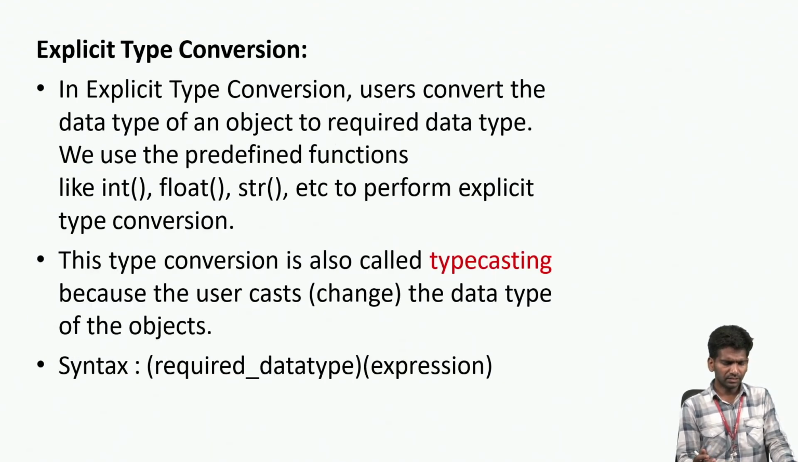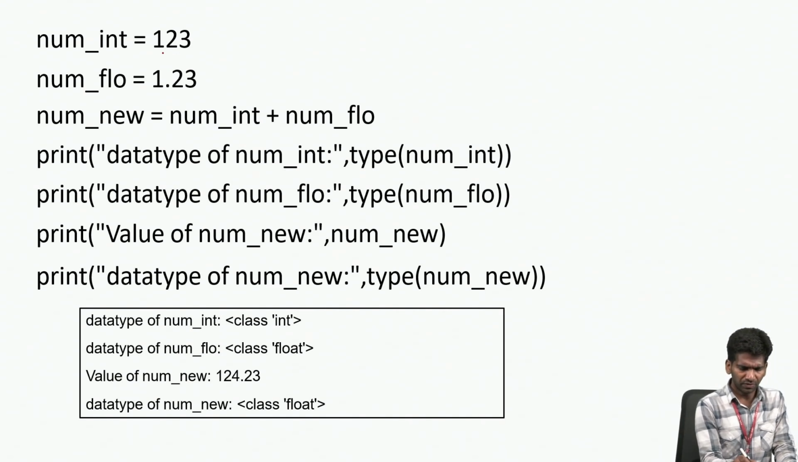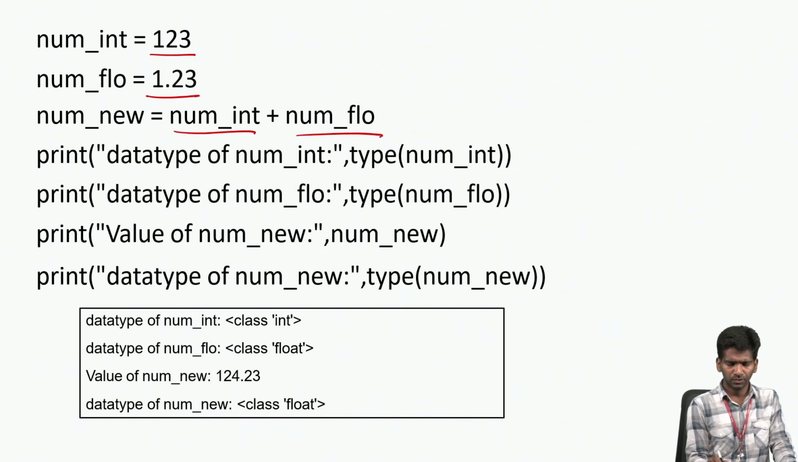That is the case with implicit conversion also. In implicit conversion, we are given integer as 123, float as 1.23, and then we are adding both. The result we are getting is 124.23. We have not done any type conversion. Integer to float, the system can understand and do implicit conversion itself.